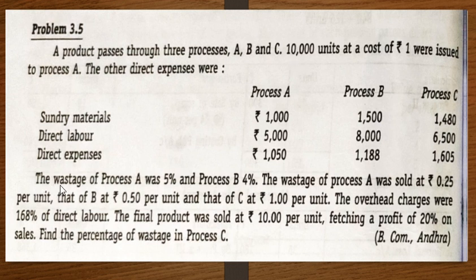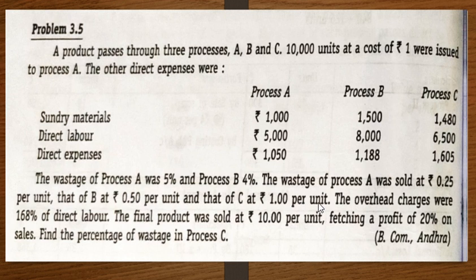Then they have given the wastage of process A was 5% and process B was 4%. So wastage is nothing but the normal loss percentage. For process A, the normal loss is 5%, whereas for process B, it is 4%. The wastage of process A was sold at rupees 0.25 per unit. So they have given the scrap value for the normal loss to be realized, which is 0.25 per unit. And for B, it is 0.50 per unit, and for C it is rupees 1 per unit.